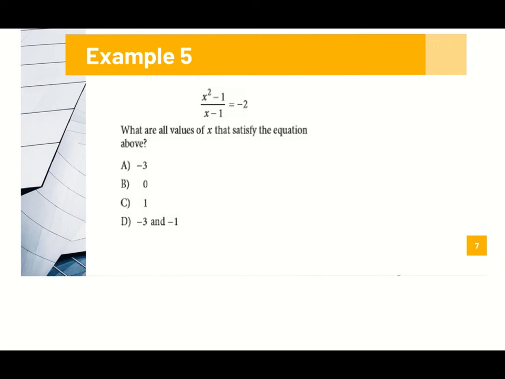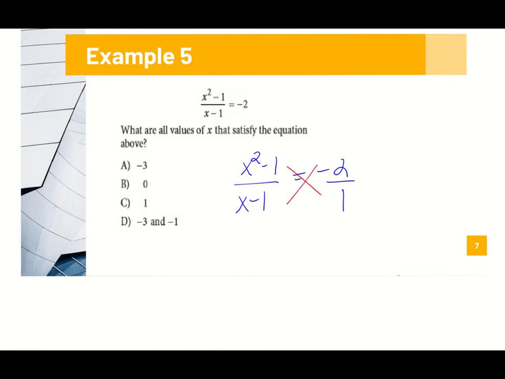All right, so we have (x squared minus 1) over (x minus 1) equals -2. Well, a whole number can be written as a fraction. It's just over 1: -2 over 1. When you divide, you get -2. Now it's just written as a fraction. So from here, I have a fraction equal to a fraction. I have a proportion. I can solve by cross multiplying.